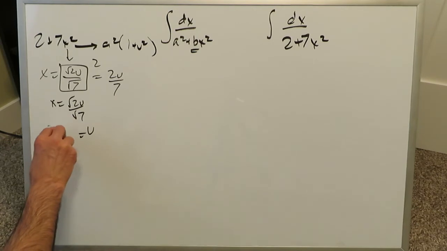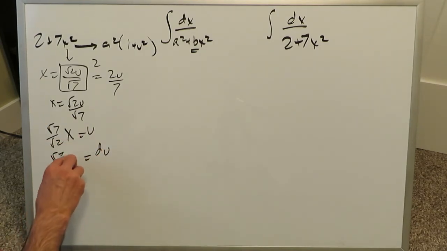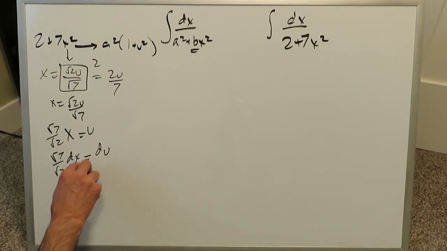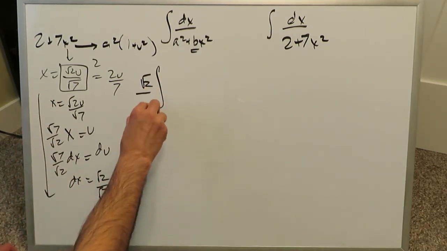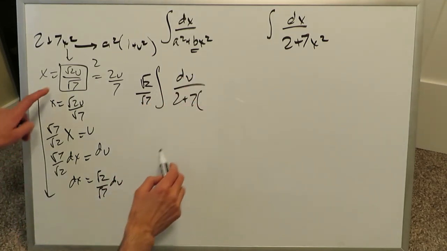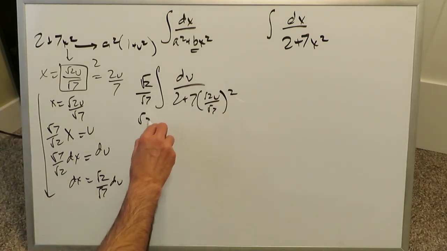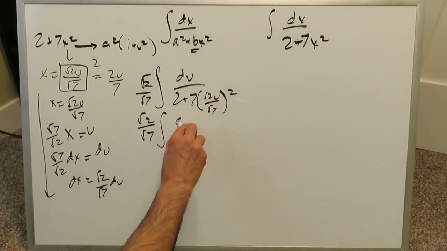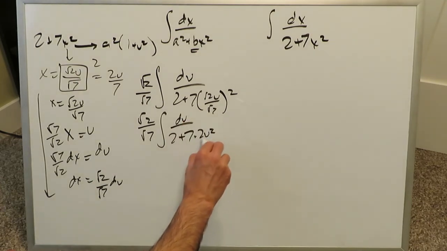u is equal to root 7 over root 2 x. du is equal to root 7 over root 2 dx. And dx is equal to root 2 divided by root 7 du. So we're basically looking and working backwards here. Root 2 divided by root 7 du over 2 plus 7 times x squared, which is root 2u over root 7 squared. You have root 2 divided by root 7, here you have a du over 2 plus 7 times 2u squared over 7.